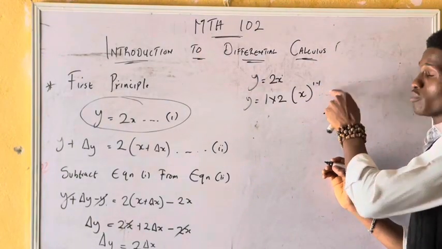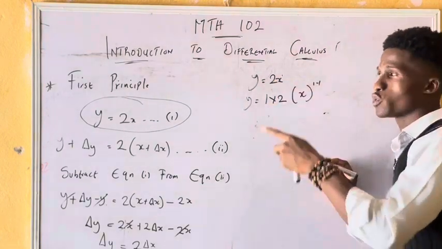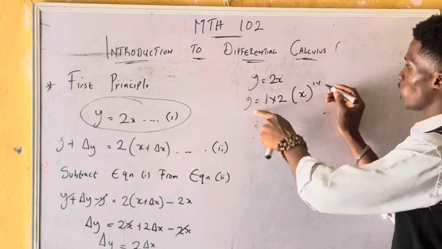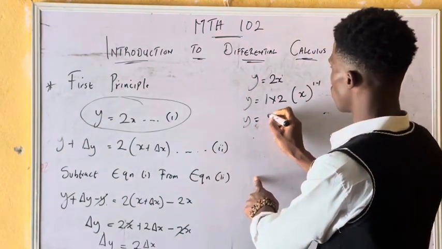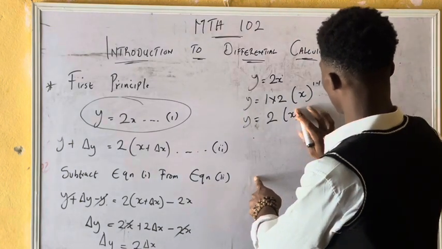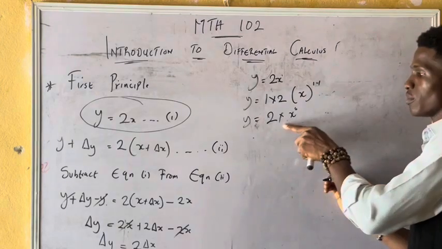Why did you subtract 1? Because that's the rule. Whenever you use the power to multiply the coefficient, the next thing to do is to subtract 1 from the power, okay? That's why I'm subtracting 1 here. So what do you get when you multiply 1 times 2? y is equal to 1 times 2, which is 2. This is x raised to the power what? 0. So 2 times x raised to the power 0.